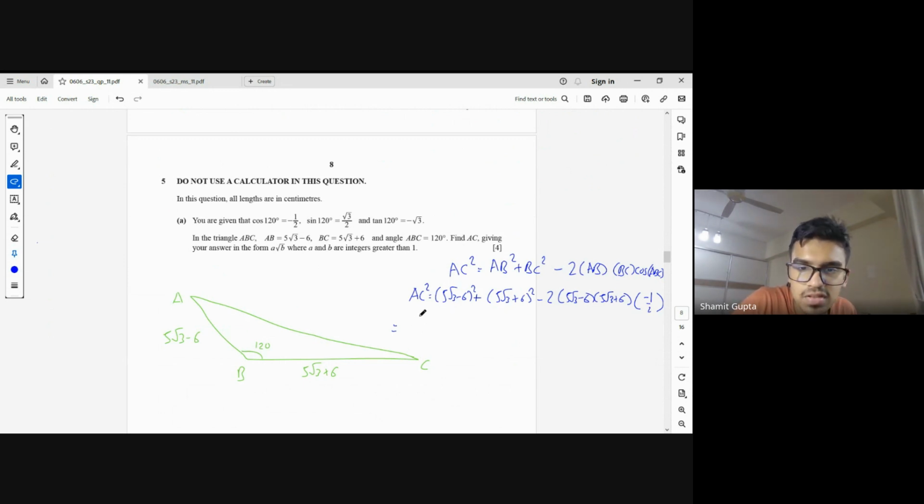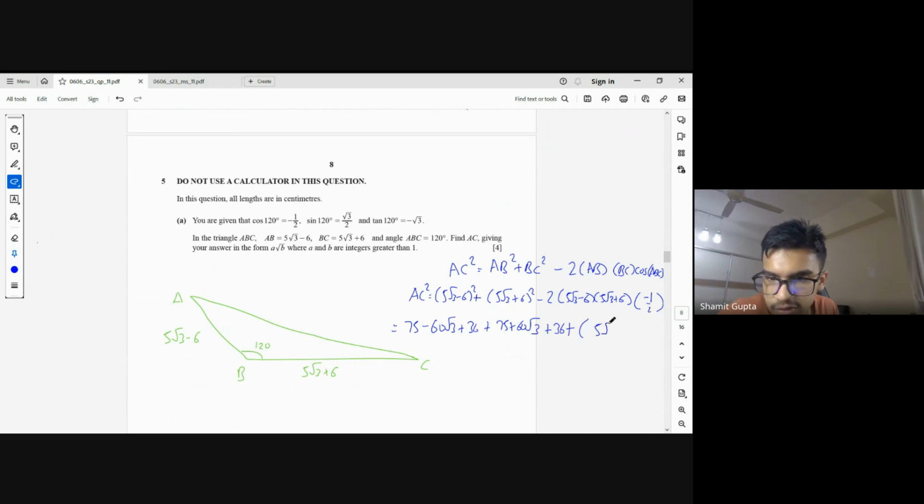So 5 root 3 squared will be 75, minus 60 root 3 plus 36. This will be plus 75 plus 60 root 3 plus 36. The minus 2 and the minus half can actually cancel, so this will be plus 5 root 3 minus 6 times 5 root 3 plus 6. This is A plus B, A minus B, so this will be A square minus B square.